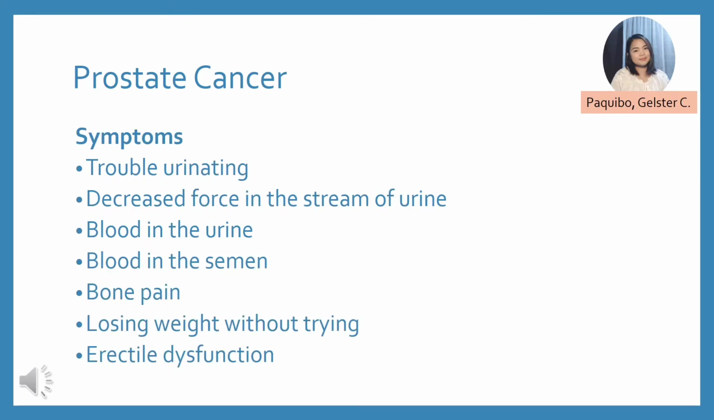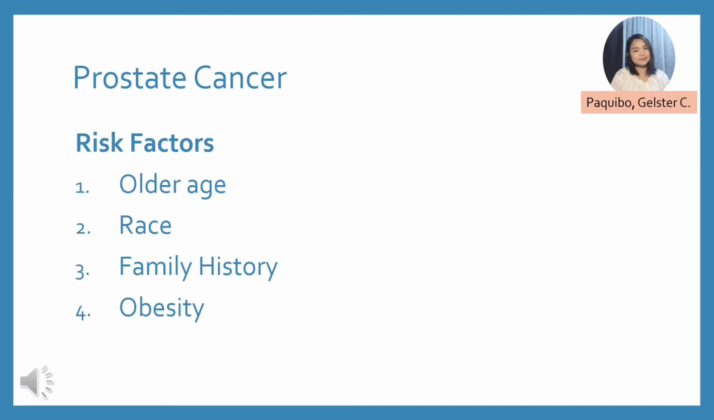The symptoms of prostate cancer are trouble urinating, decreased force in the stream of urine, blood in the urine, blood in the semen, bone pain, losing weight without trying, erectile dysfunction. Factors that can increase the risk of prostate cancer include older age. The risk of prostate cancer increases as one ages. It is most common after the age of 50.